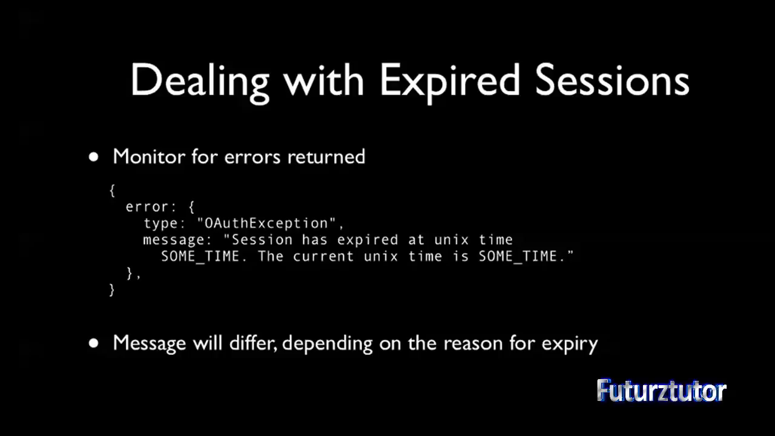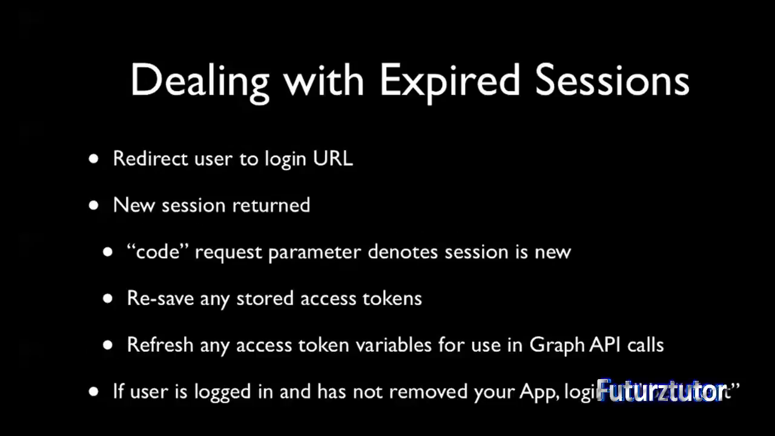To avoid being caught out by an expired session, we should monitor for any errors returned by the SDK. In the case of Graph API calls, we may receive an error object back from the Graph API instead of the response we're expecting, with a type of OAuth exception. The message will be different depending upon the reason for expiry, but the important thing is trapping the error type of OAuth exception and knowing how to then deal with the error. In cases where a session has expired, we simply need to redirect the user back to the login URL, using whichever method is appropriate for the SDK we're using.